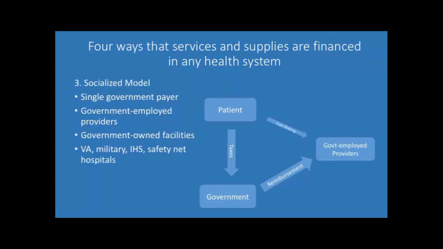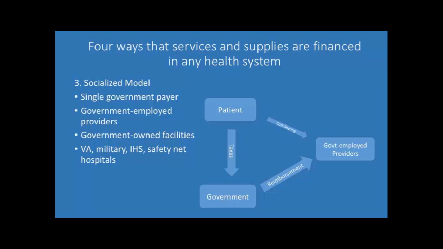The third model is the socialized model. And this is where you have not only the government paying, but also you have the government actually owning the facilities, employing the provider. Now, you may not think that we have socialized healthcare here in the U.S., but a significant part of our system is socialized. The VA, military, Indian Health Service, safety net providers. Think of Metro Health. Most big cities have something like this.